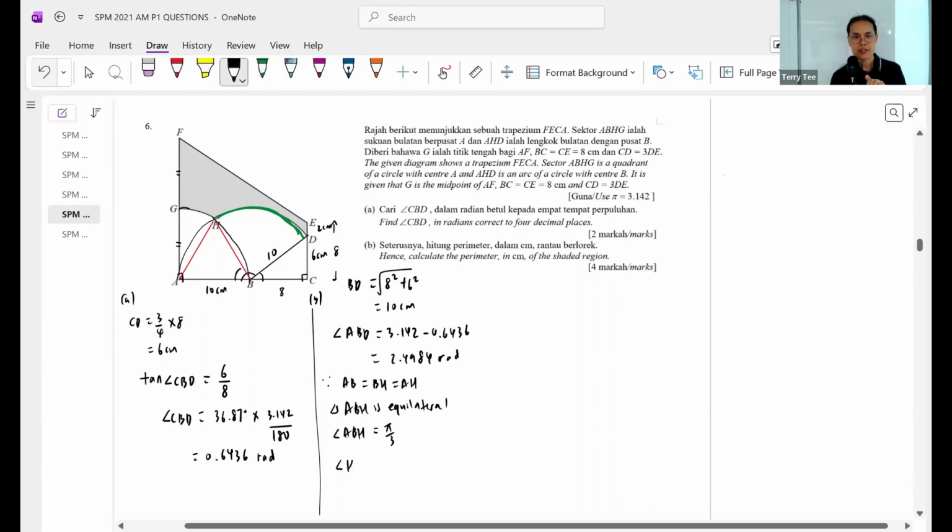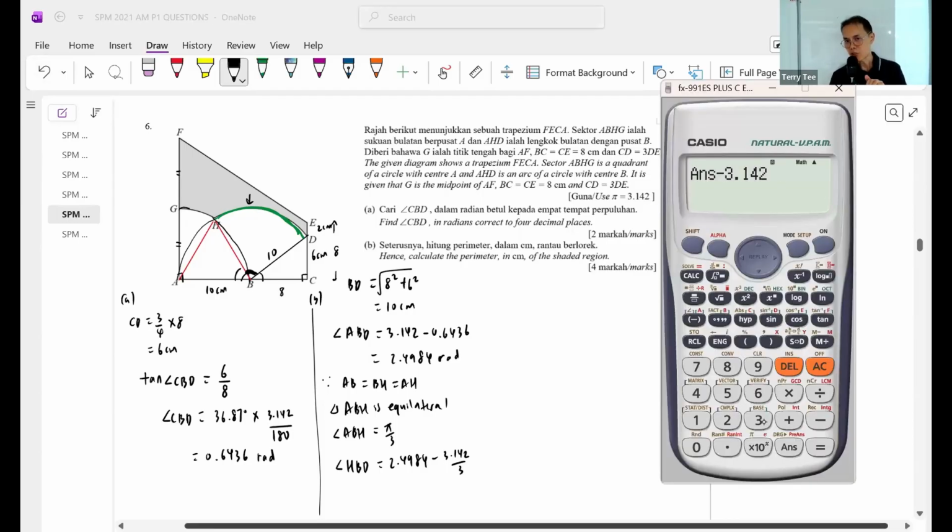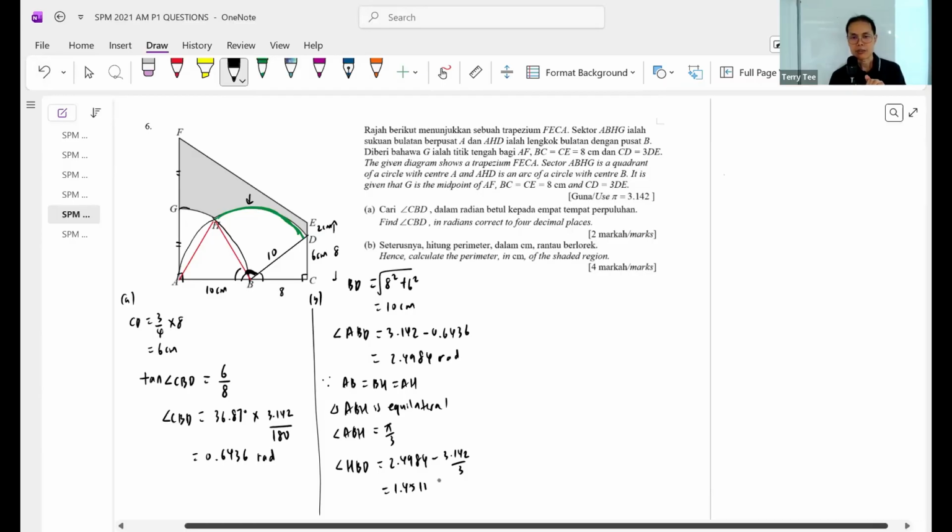If this is equilateral, this angle ABH is pi over 3. So you need to find HBD, because HBD is this angle. You need this to find the green arc. So we take 2.4984 minus pi over 3. Pi we use 3.142 divided by 3. Okay, calculator. 2.4984 minus that. You could have done it in one shot, but I do it one by one. You get 1.4511. I'm preparing all the ingredients before I calculate the perimeter in one shot.